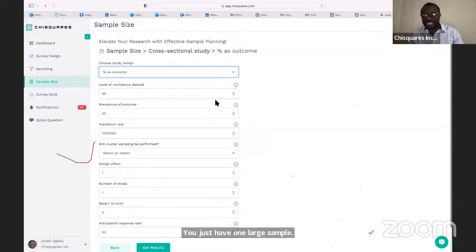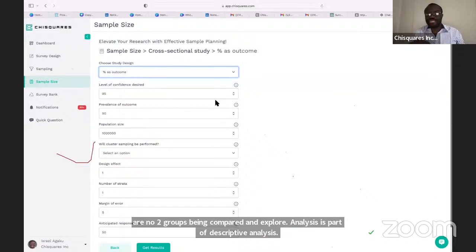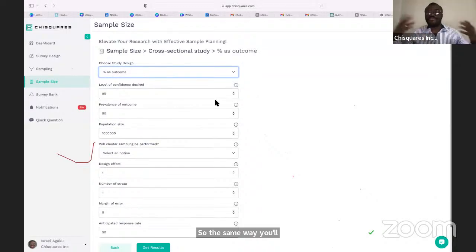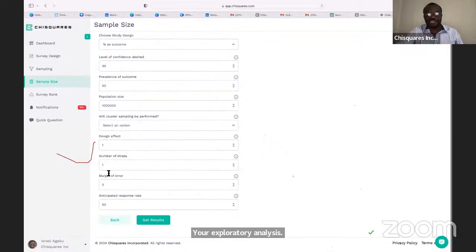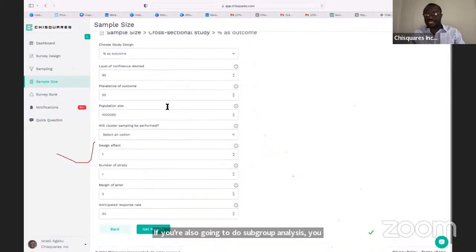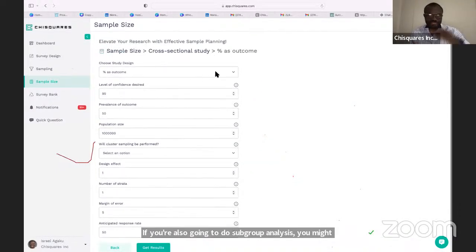And exploratory analysis is part of descriptive analysis. So the same way you will address calculating sample size for your survey overall is how you will also address calculating sample size for your exploratory analysis, but you will just make sure you pay attention to the margin of error. So that's where you want to pay attention. If you're also going to do subgroup analysis, you might want to pay attention to that carefully. But in this case, let's go ahead and just do a quick run through.